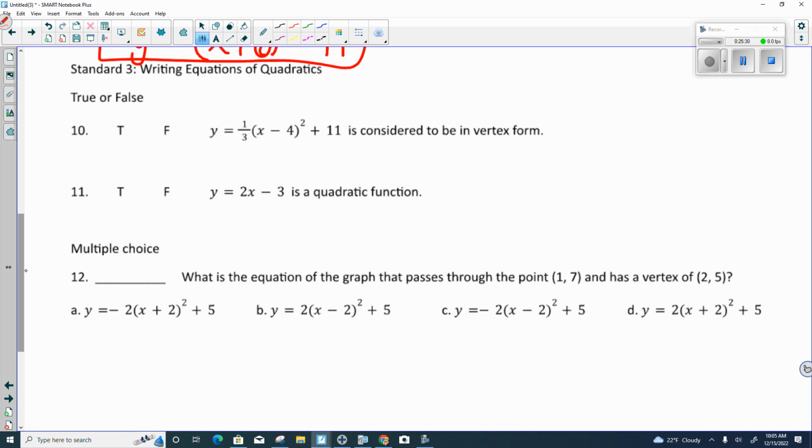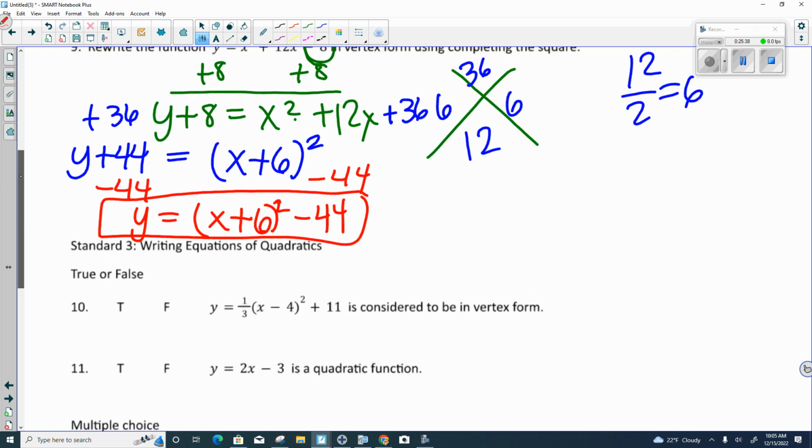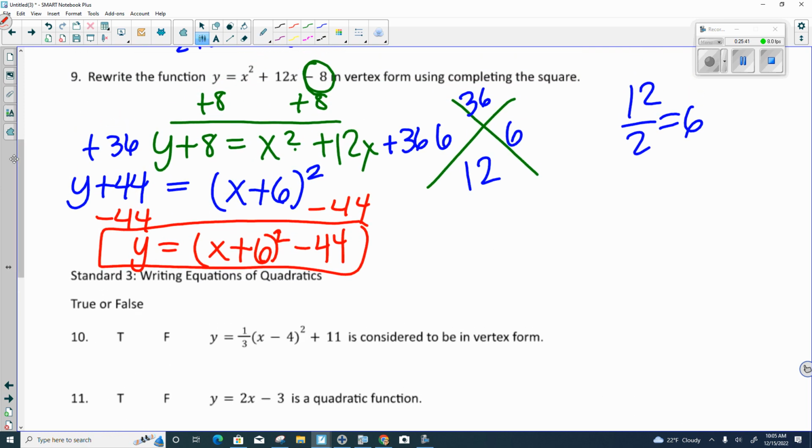True or false? It's considered vertex form. Oh, yeah. Question? Wouldn't the 12 be negative? 12 divided by 2 is... Okay, I think you're trying to find it a different way. If you want to find the vertex without completing the square, you use negative b over 2a: negative 12 over 2 times 1.